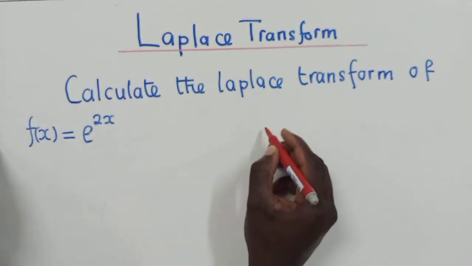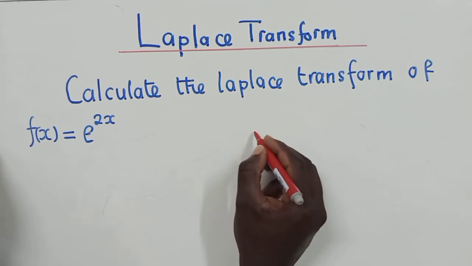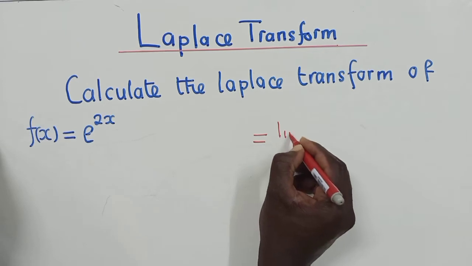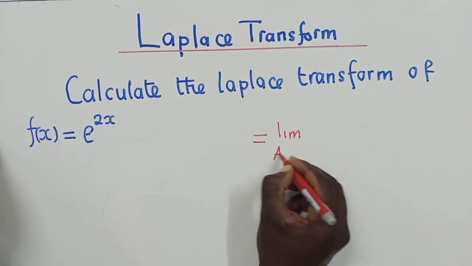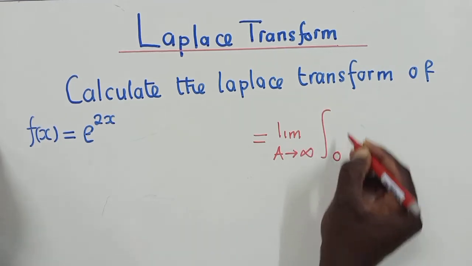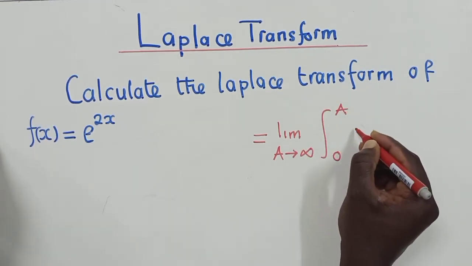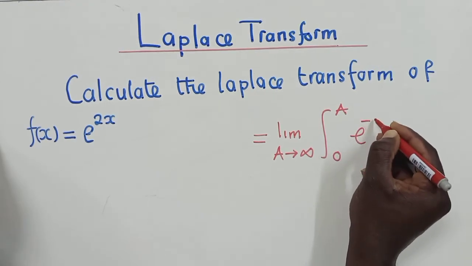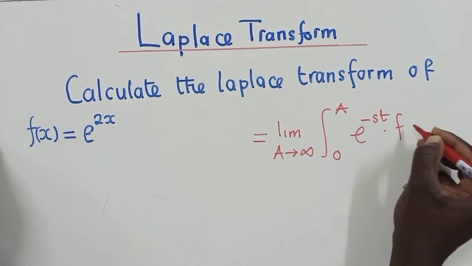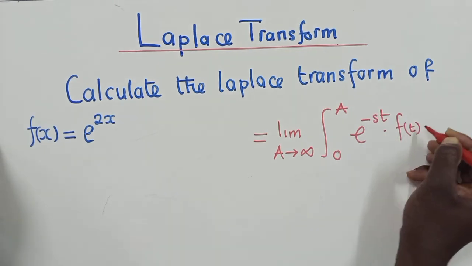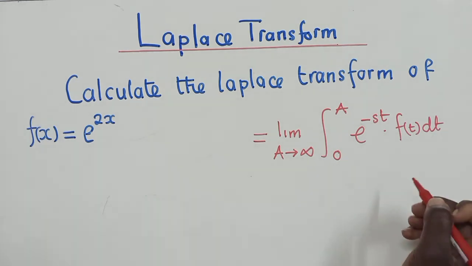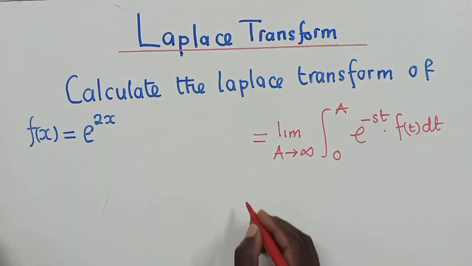So when you've been taught to define Laplace, we say Laplace will be equal to the limit as a approaches infinity of the integral from 0 to a of e to the power negative s t multiplied by the function. That's the function we have with respect to t. So this is the formula that we basically need to know.